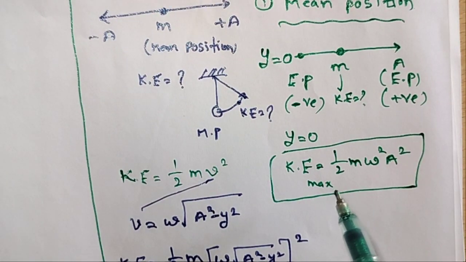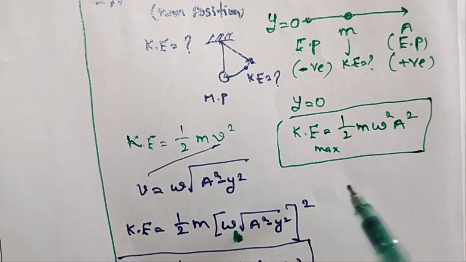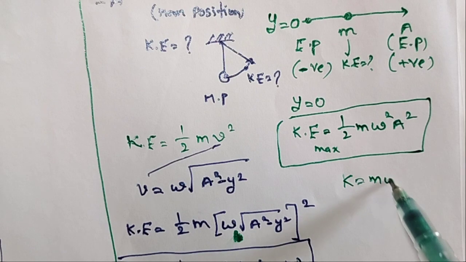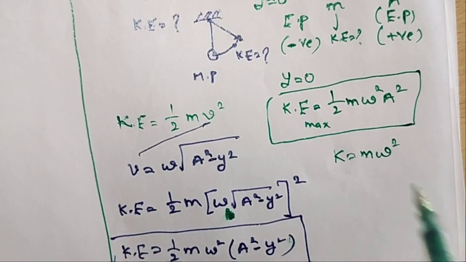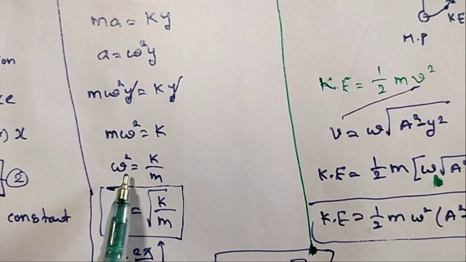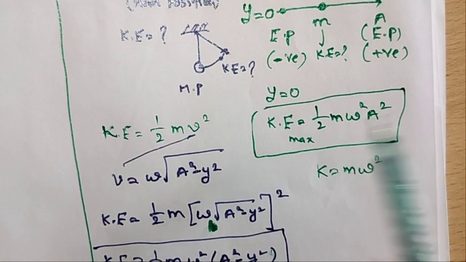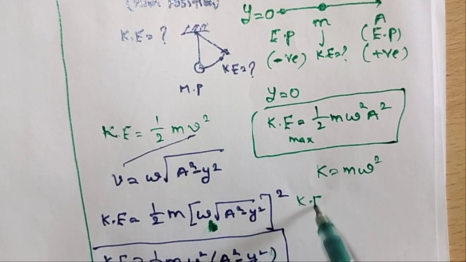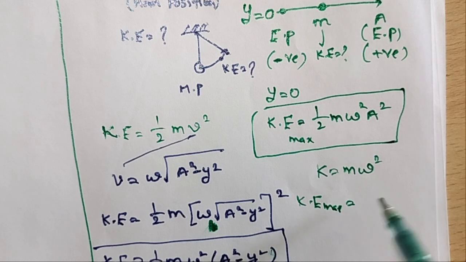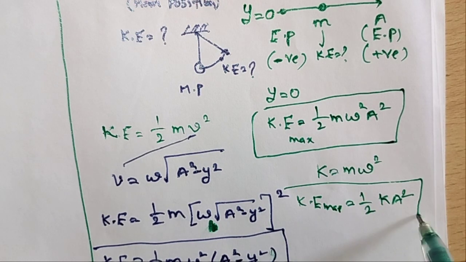The kinetic energy formula is 1 by 2 m omega square a square. Another relation is k equals m omega square, because omega square is equal to k by m. Substituting this relation in the equation, the maximum kinetic energy is equal to 1 by 2 k a square also. This is the kinetic energy in terms of the force constant.